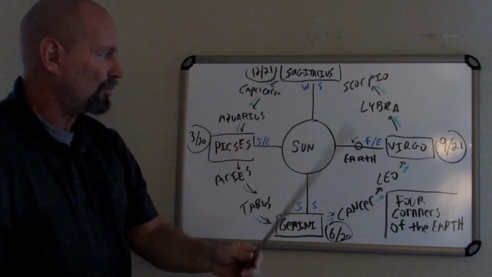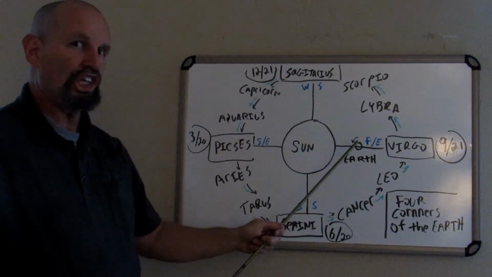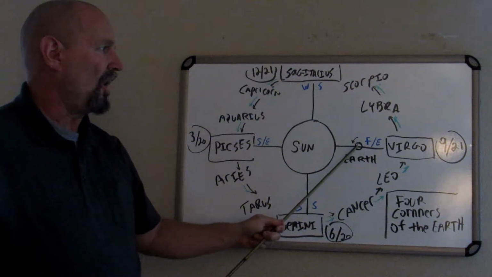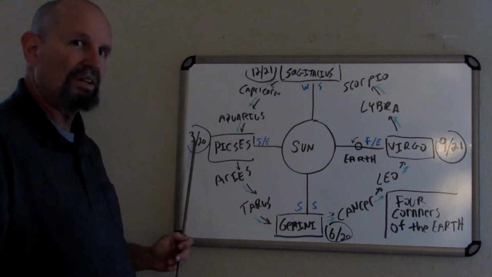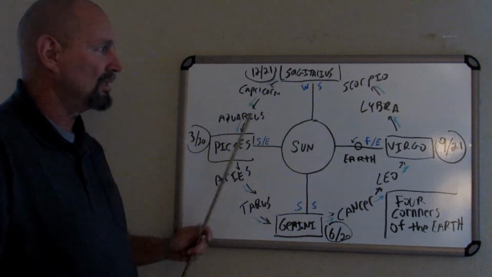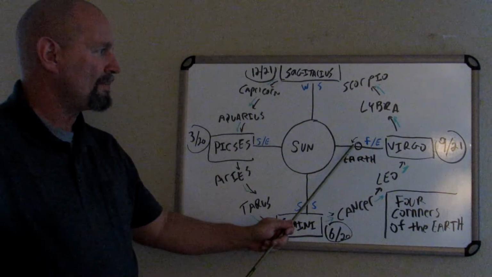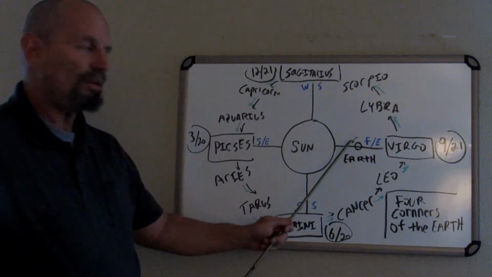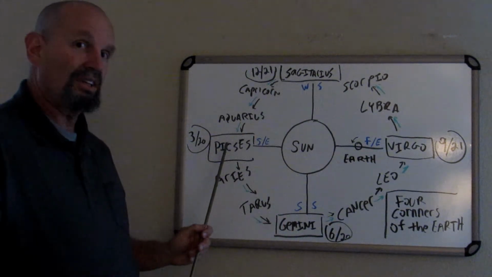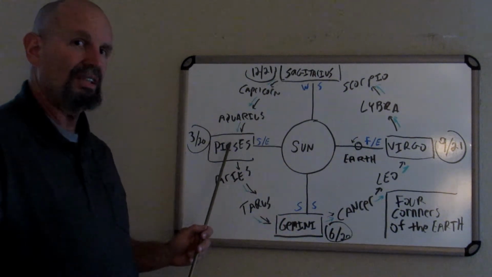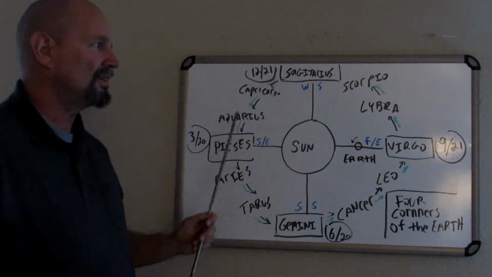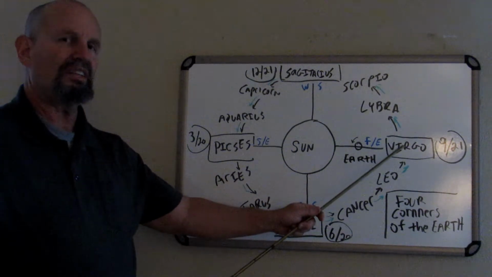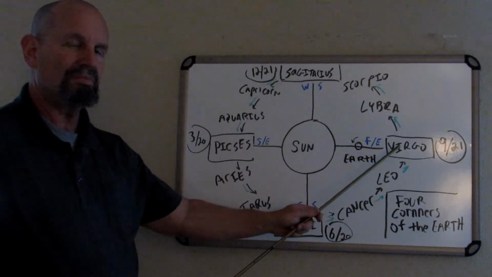This position right here is the position of the Earth on 3/20, the spring equinox, or the first day of spring. In the morning time, we see the sun rise in the constellation of Pisces. As the sun is rising in the constellation of Pisces, Virgo is sitting, or setting, in the west.